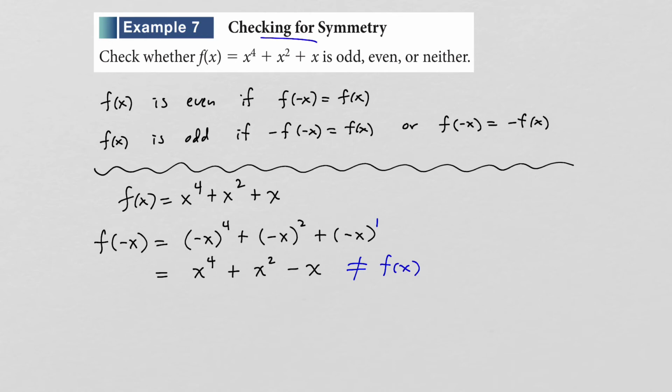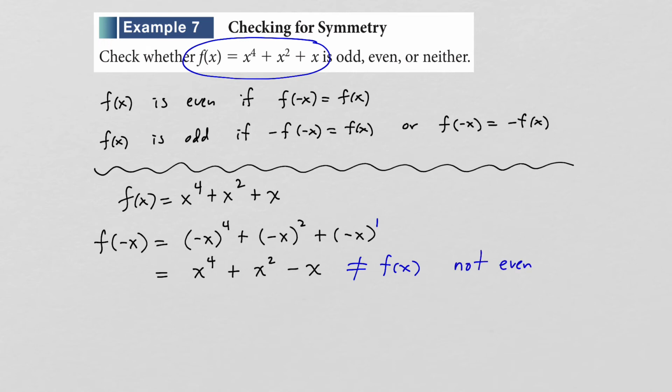Because f of x was this function, and in f of x, you have a positive in front of all 3 of the x terms. And we have a negative here. So this is not the same as f of x. So what that means is that the function is not even.